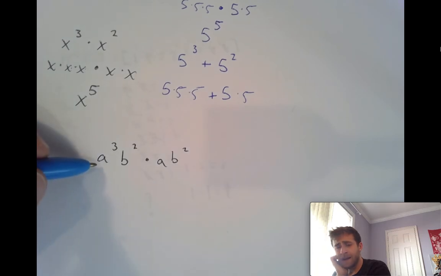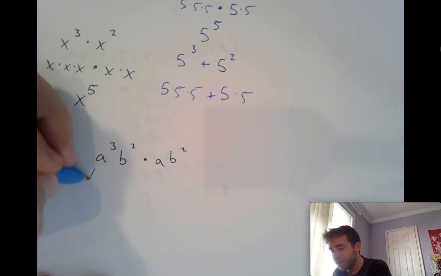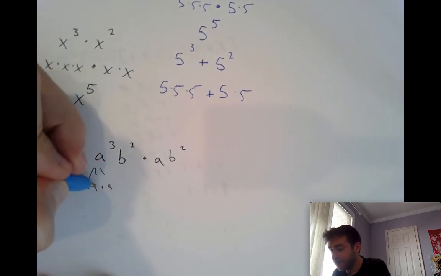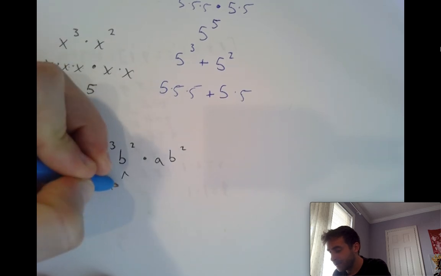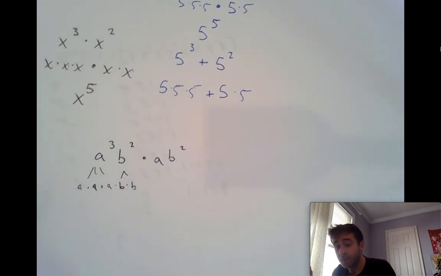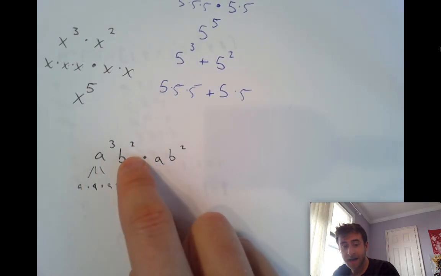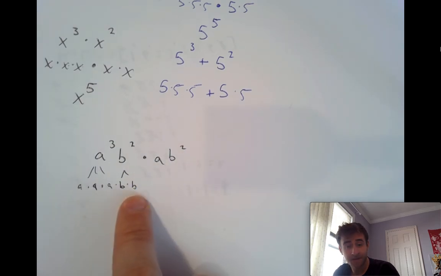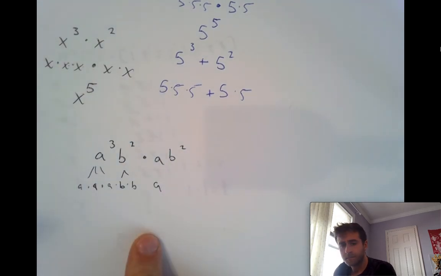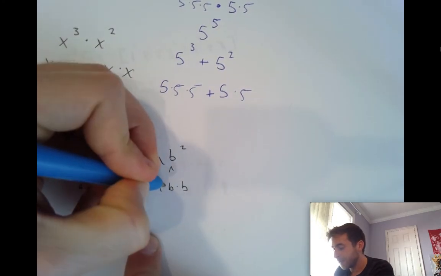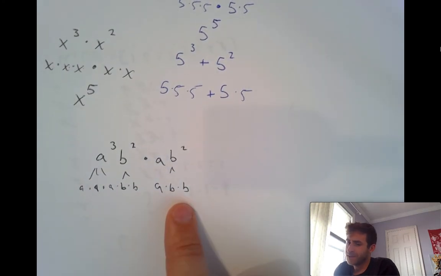Well, I know that a to the power of 3, I can split it up into a times a times a. And I know that b squared, b to the power of 2, I can break that down into b times b. That is just what exponents are, right? That's the rule of an exponent: this exponent symbol is saying b times itself 2 times, so b times b. This a, I can just bring down, and this b squared will also split into b times b. And now, you just count them up.